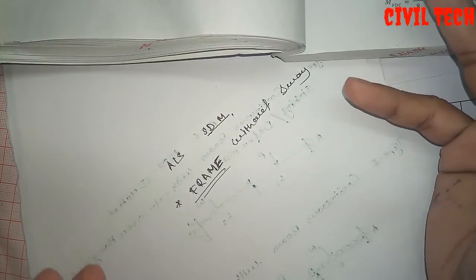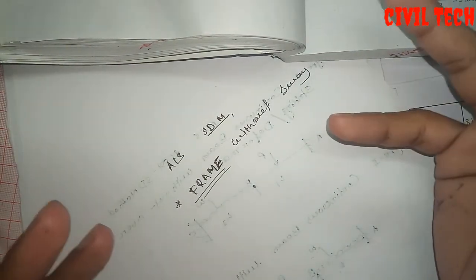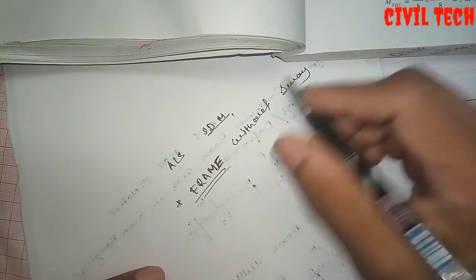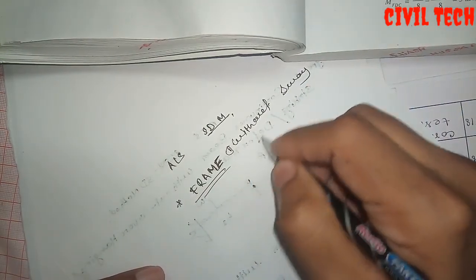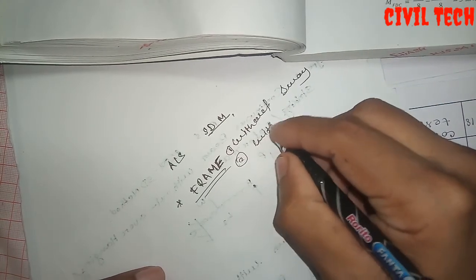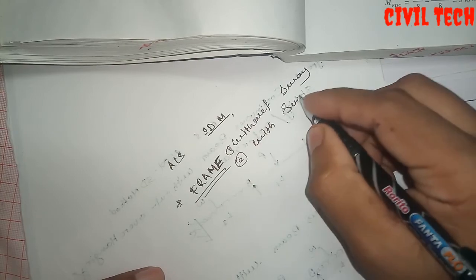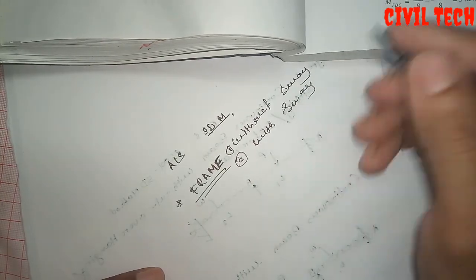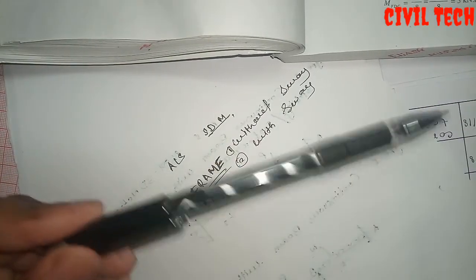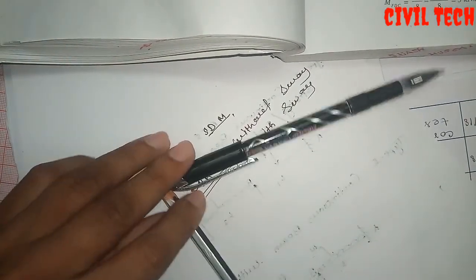So for frames we are applying two methods. Number one, without sway. Number two, with sway. Sway and without sway means what? Changing position, deflecting. Suppose this is our frame.